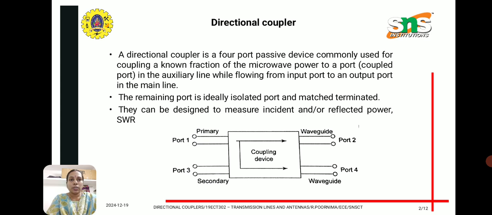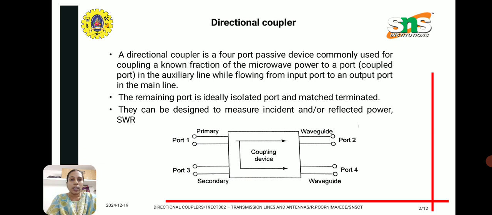It couples power into the auxiliary line while the power is flowing in the primary waveguide from the input to the output port, as shown in this diagram. The remaining port is ideally an isolated port and matched terminated. It can be designed to measure the incident power, reflected power and standing wave ratio. In this diagram we can see the coupling device, which has four ports.